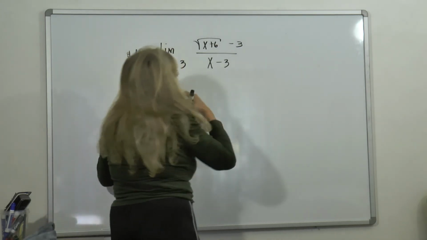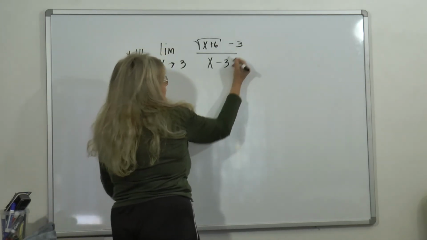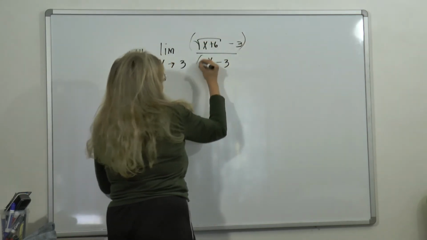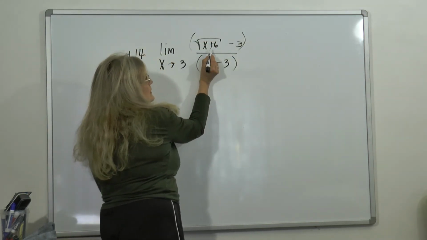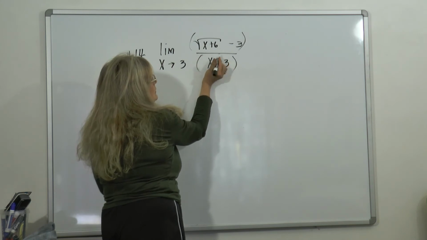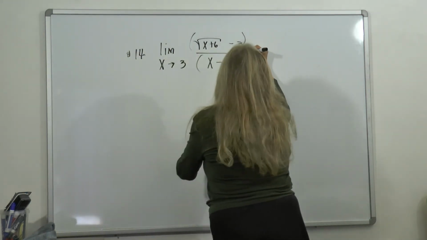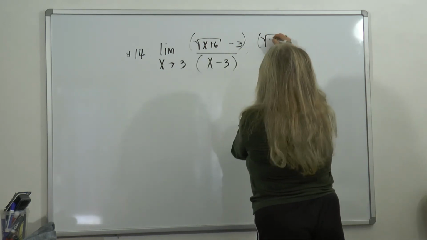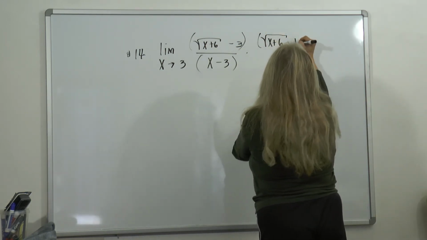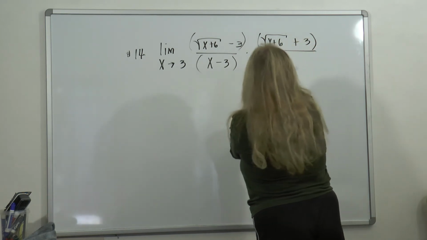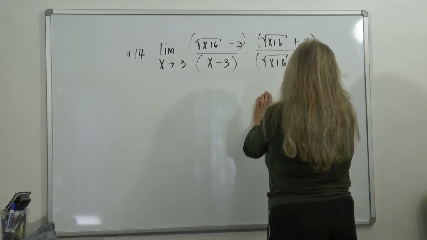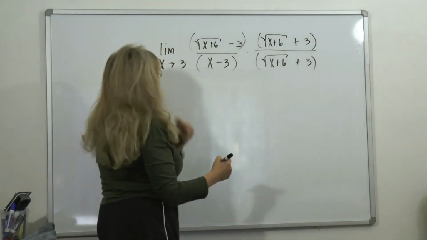Okay, so again, I can't cancel those 3s. That's not going to happen. Parentheses on your binomials. I want to get rid of the radical up here and see if something cancels. So I'm going to multiply by the conjugate of this. So it's going to be the square root of x plus 6 plus 3. Top and bottom have to be identical, so it's worth 1. Doesn't look like a 1, but it's 1.